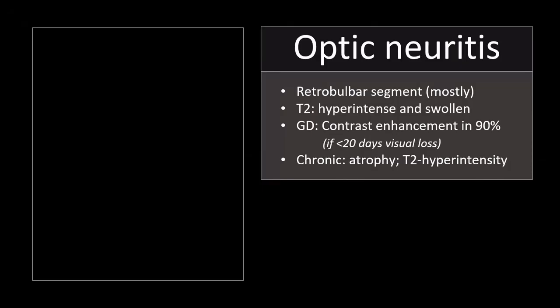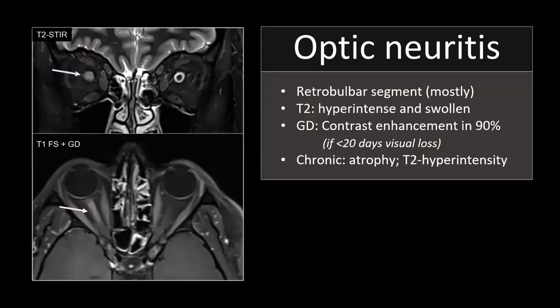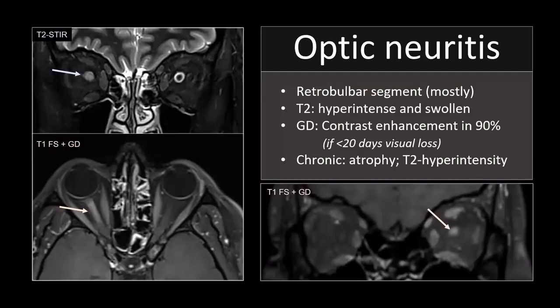later. Let's first summarize our typical imaging findings in an optic neuritis. In most cases, it's the retrobulbar segment or the intraorbital segment that is involved, and it looks swollen and hyperintense on T2-weighted images. Gadolinium contrast enhancement is present if imaging is performed in the acute phase within 20 days of the occurrence of symptoms, and in the chronic phase, patients can have persisting T2 hyperintensity, but the nerve will look atrophic and will no longer enhance. And here is another example.